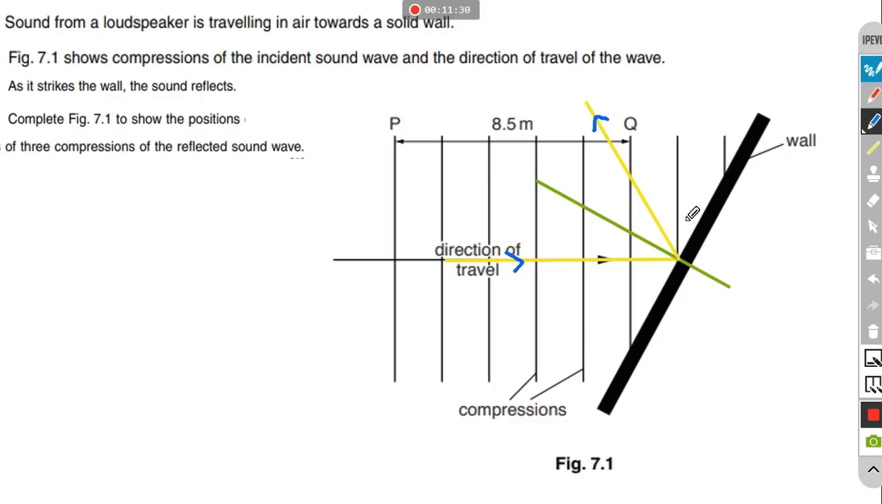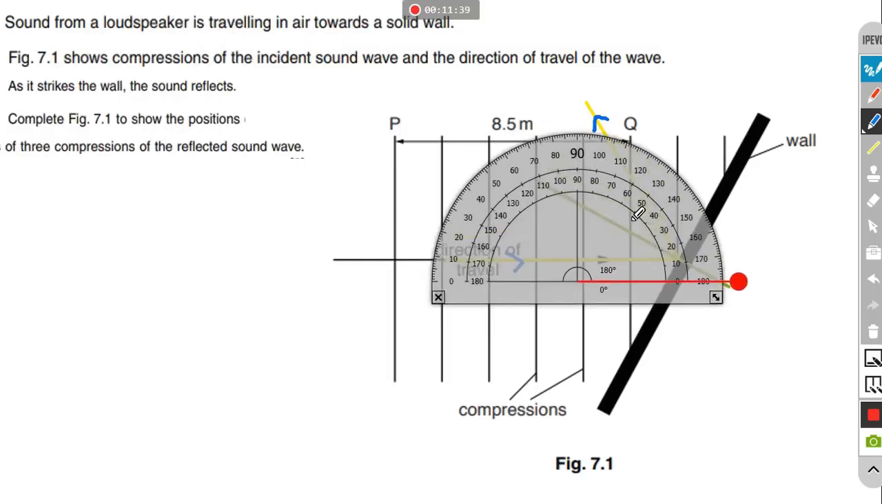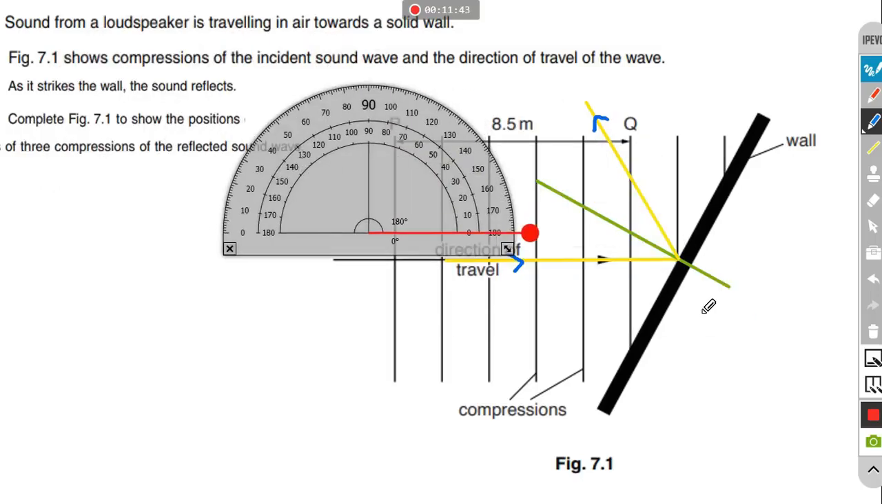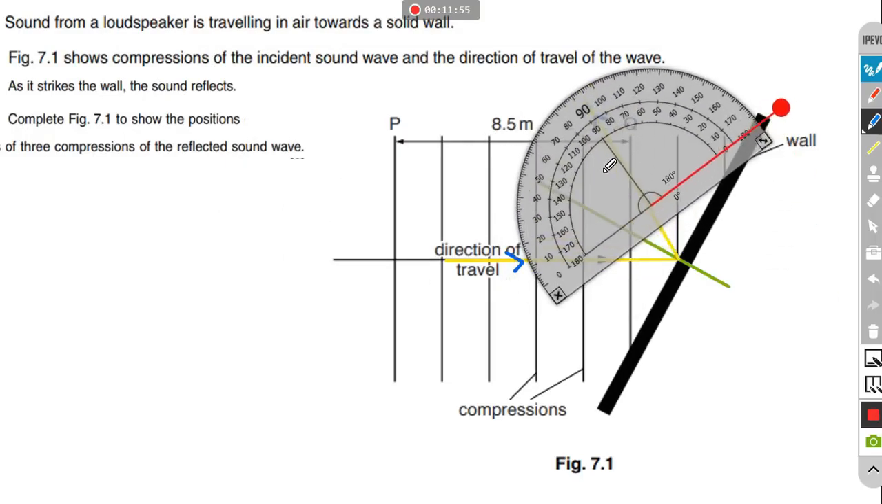Now we are going to draw the new wavefronts. This is the direction of the wave, but we didn't draw the wavefronts yet. And to do that, we need the protractor again. The new waves, after the wavefronts hit the wall, the new waves must be perpendicular to the new direction of travel. So let's see how that would look.